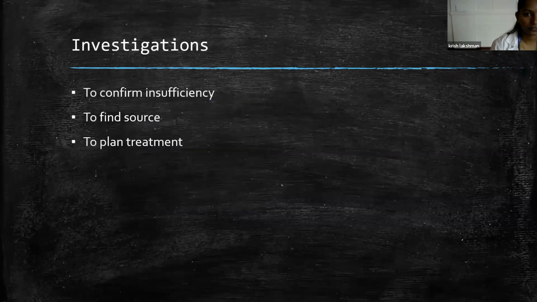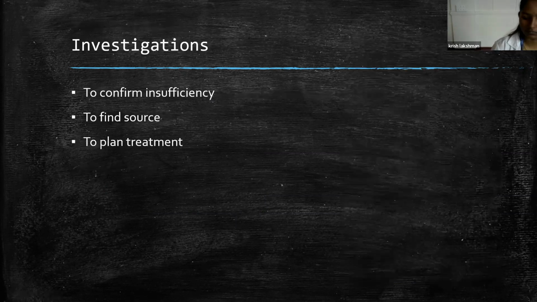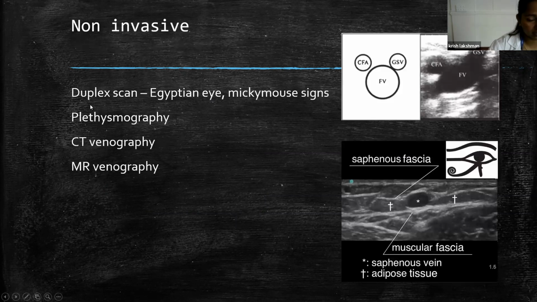Yes. So we perform investigations after clinical assessment in order to confirm the venous insufficiency, to find out the source, and to plan the treatment accordingly. The non-invasive investigation modalities are the Doppler scan and Doppler scanning, which has the significant Mickey Mouse sign, seen in the femoral vein, great saphenous vein, and common femoral artery. And the Egyptian eye, in the case of the saphenous vein, in between the fascia.